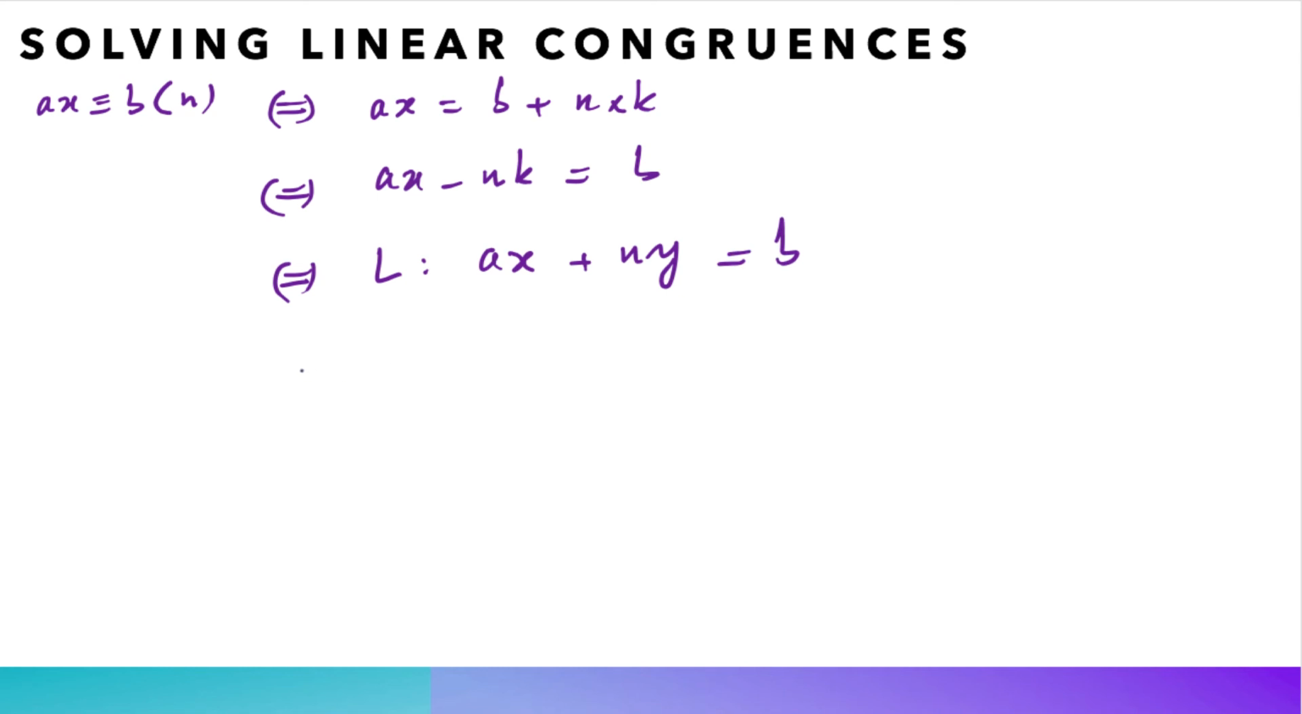But we've seen in a previous lecture that such a line has an integral point on it if and only if the GCD of a and n divides the number b. So in order to solve this equation, it is sufficient to solve this one here, and we've seen in a previous lecture that the extended Euclidean algorithm is a very efficient tool to find an integral point on a line L such that the GCD of a and n divides the number b.